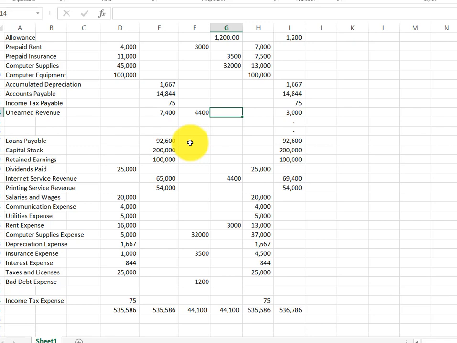Okay, loans payable. Now the thing that should happen with a loan payable is there should be interest. And I see some interest expense down here, but I see no interest payable.